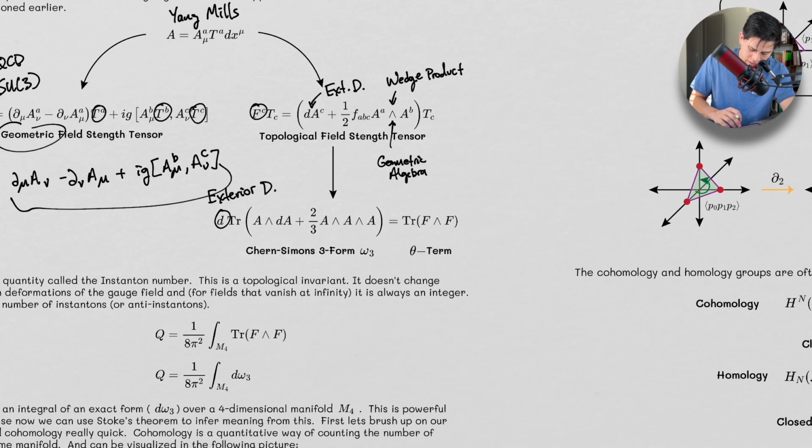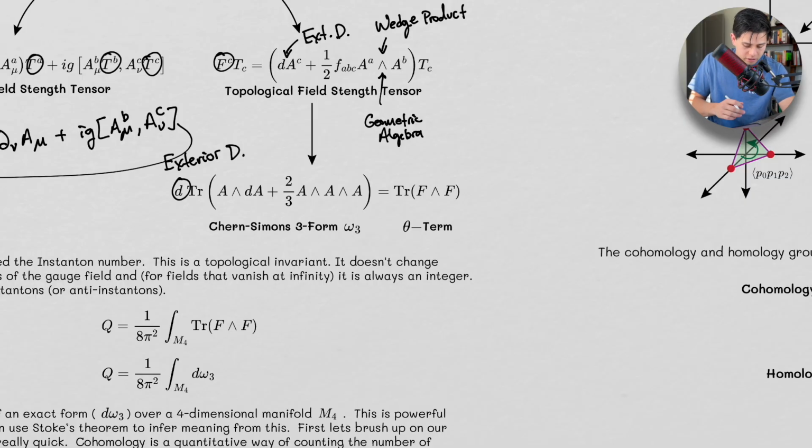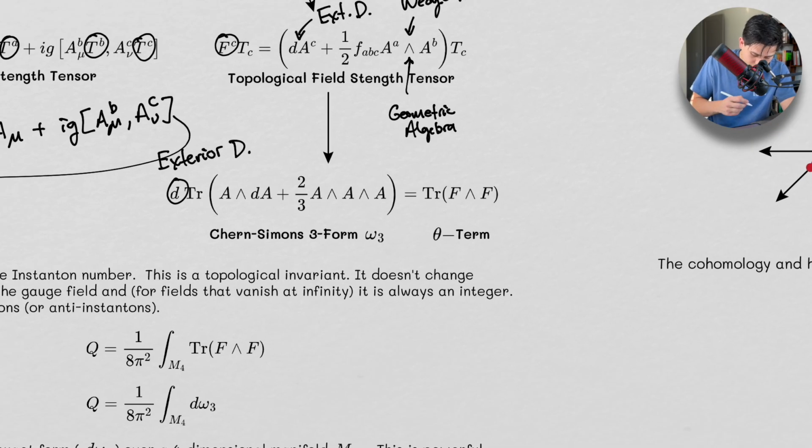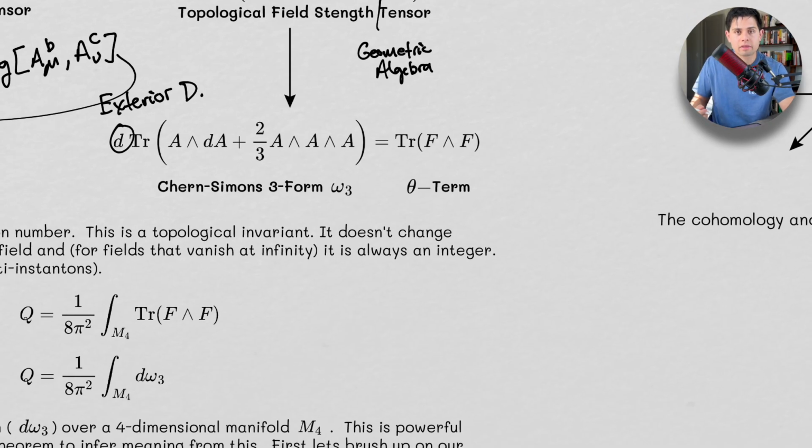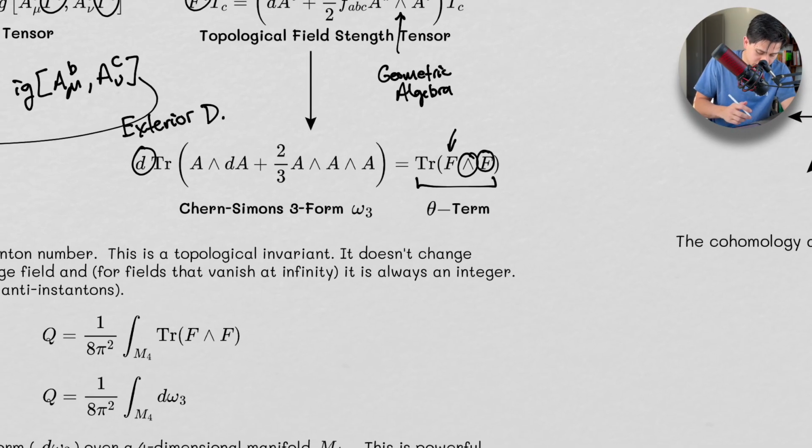And we were able to use the topological field strength tensor to define something called a theta term. That's this bit right here. That's the trace of the field strength tensor wedged with itself. And we were able to see that that's equal to the exterior derivative of some 3-form that we're calling the Chern-Simons 3-form.